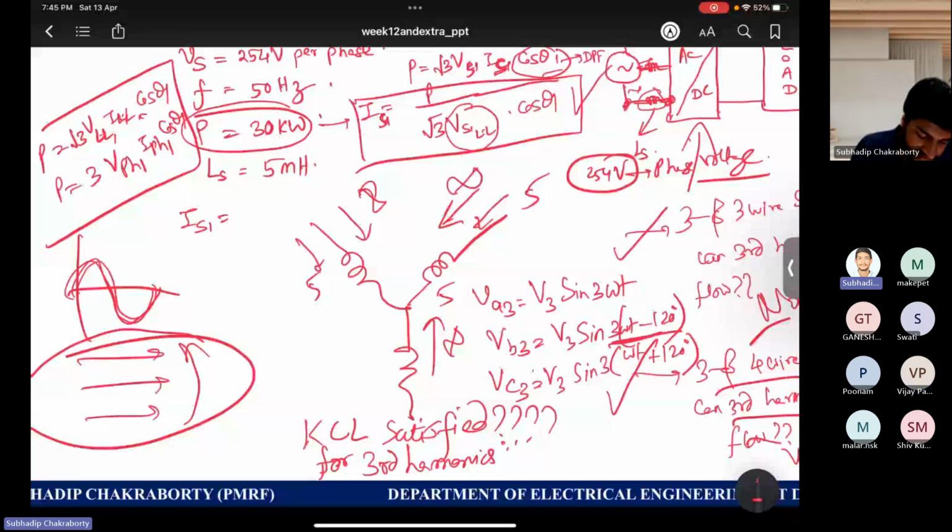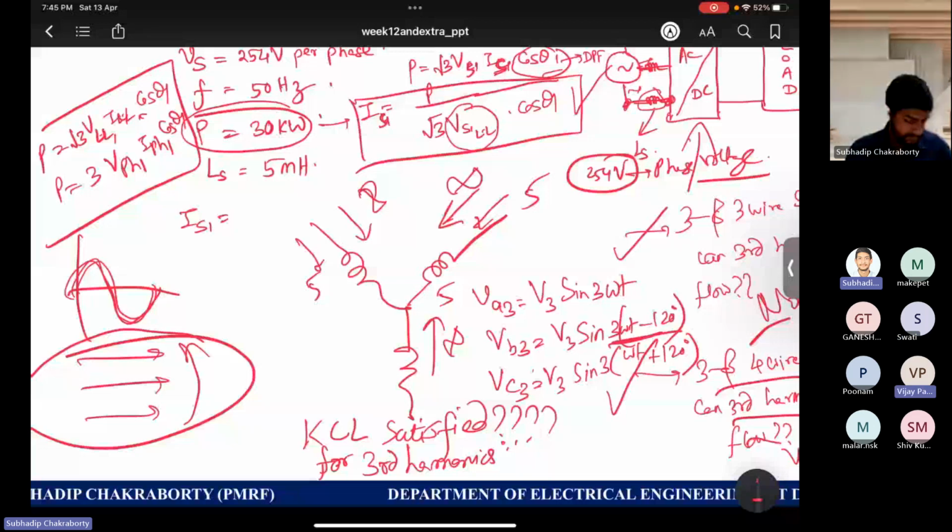P by root 3 times V phase to phase, right? V phase to phase is 254. So what is V line to line RMS? Root 3 times V phase to phase RMS, and V phase to phase RMS is 254. So V line to line RMS is root 3 times 254. So you plug it in here. Then what is line current? Can anyone calculate and tell me? IS1 RMS. 39.37.